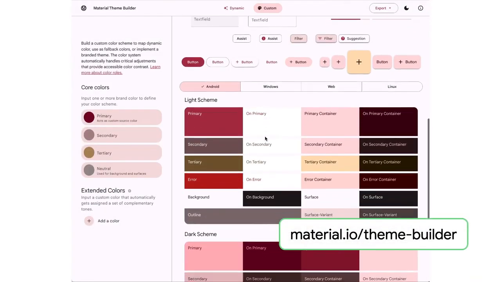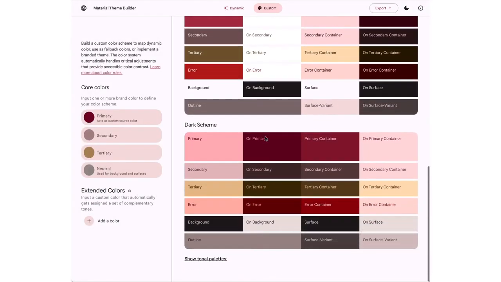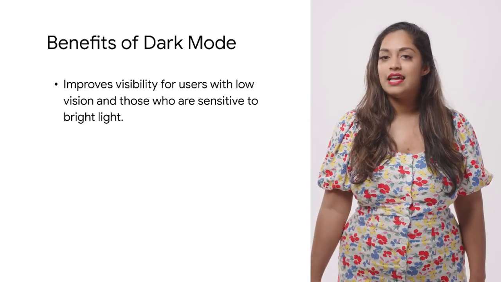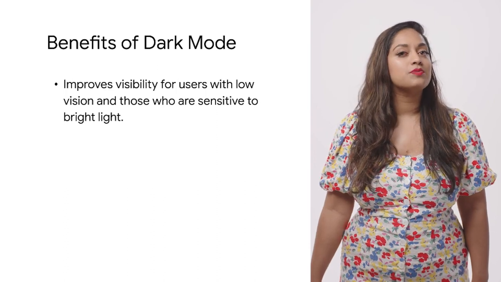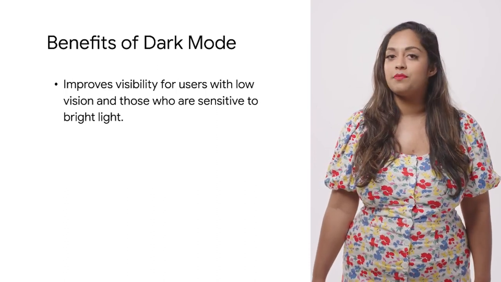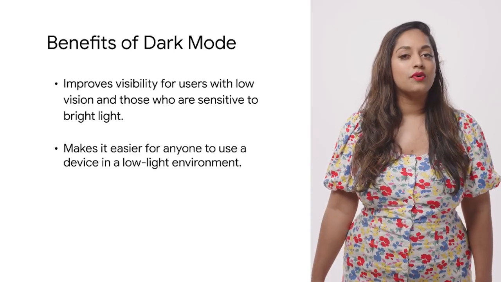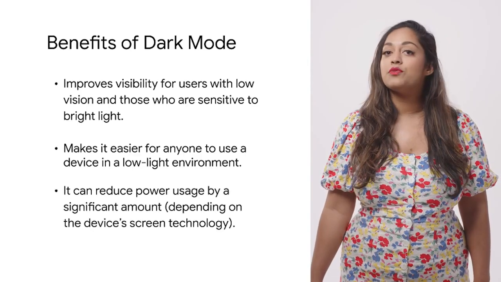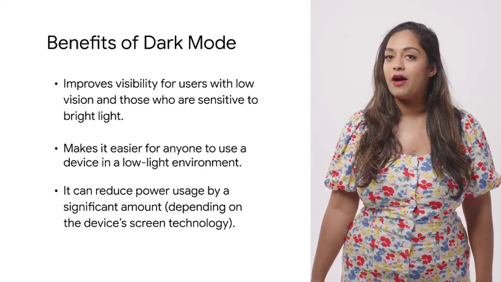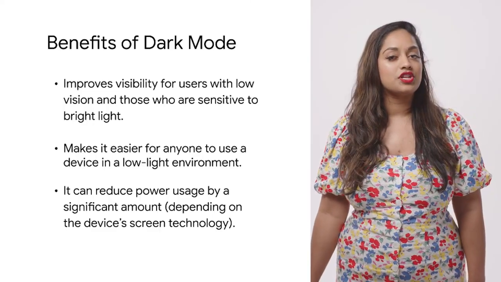Another thing the Material Theme Builder thinks of for you is device dark mode. In dark mode, apps should use darker, more subdued colors. Here are some of the benefits. It improves visibility for users with low vision and those who are sensitive to bright light. It makes it easier for anyone to use a device in a low light environment. And it can reduce power usage by a significant amount depending on the device's screen technology.